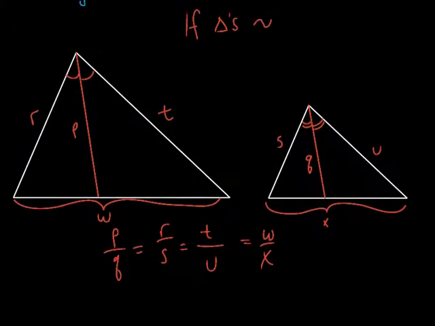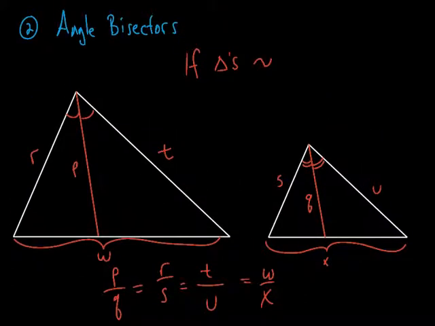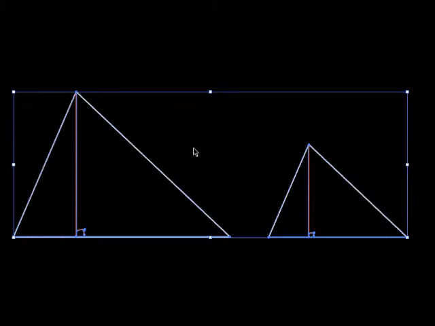It's pretty much like the one we did before with the altitude, isn't it? Pretty much the same, except this is not an altitude this time, it's an angle bisector. So we can do the same thing with an angle bisector as you can do with the altitude. Make sense? Yeah, that's not hard. And we got one more, and it's pretty much the same exact thing.